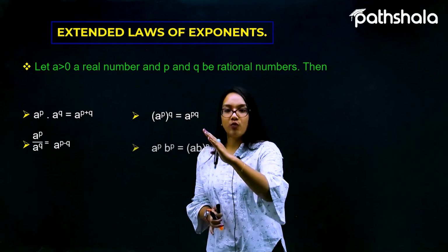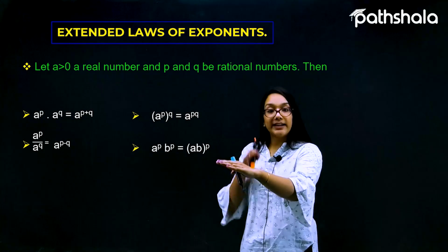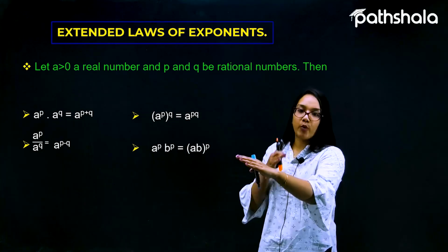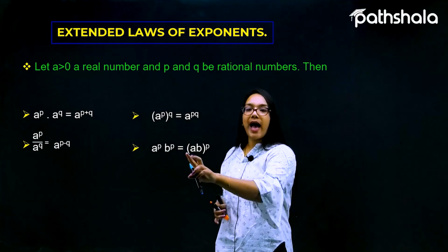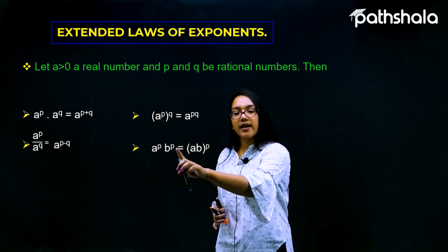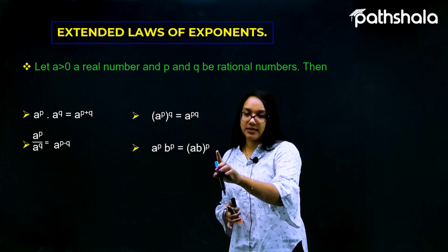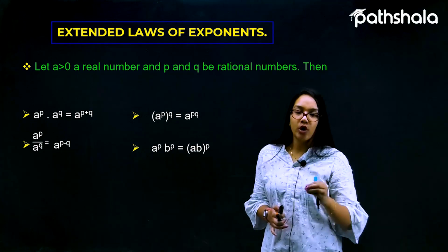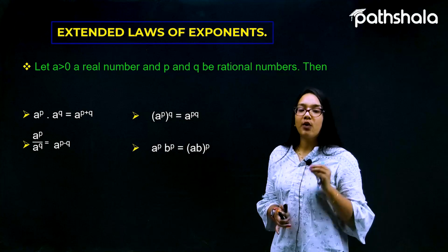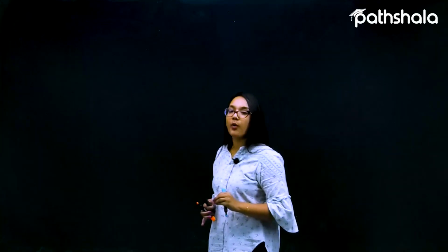Let's move on to the fourth law, which is when a raised to the power p gets multiplied with b raised to the power p. Here the bases, a and b, are different. So a and b will get multiplied with each other, as both of them have the same power p. So these are the four extended laws of the exponents which we will now use in order to solve the questions. So let's move on further towards the questions.